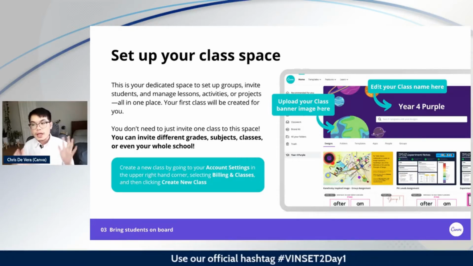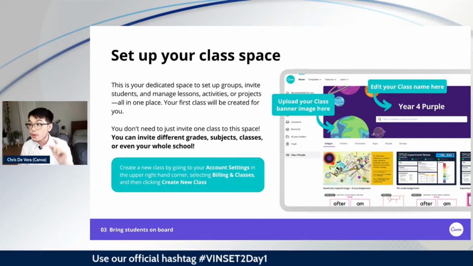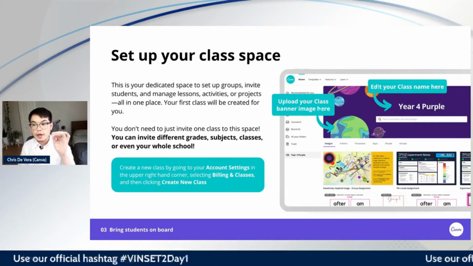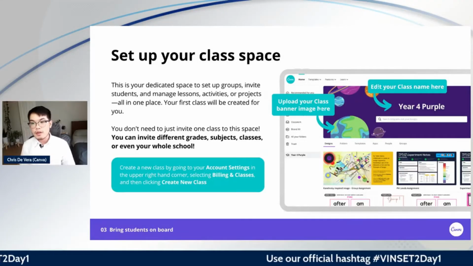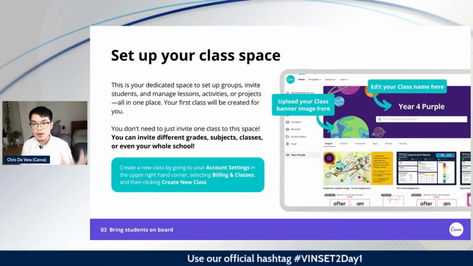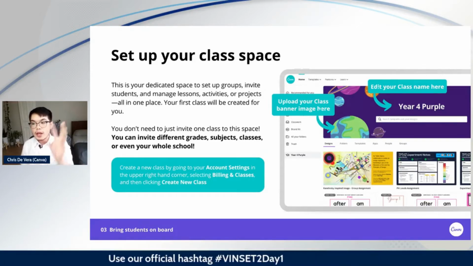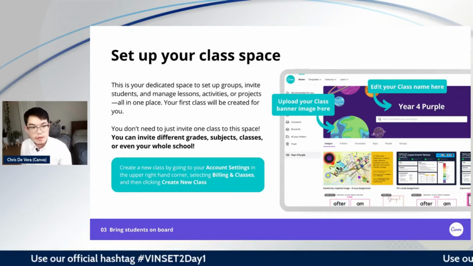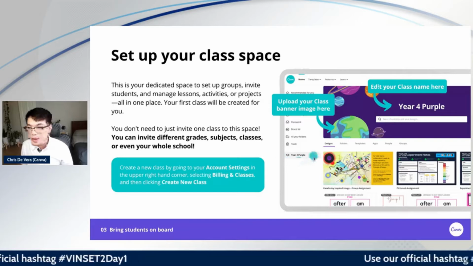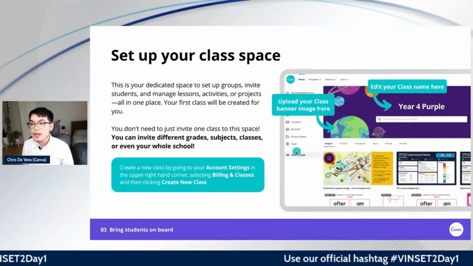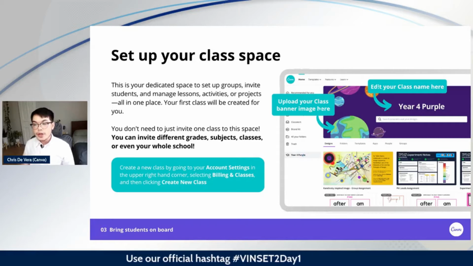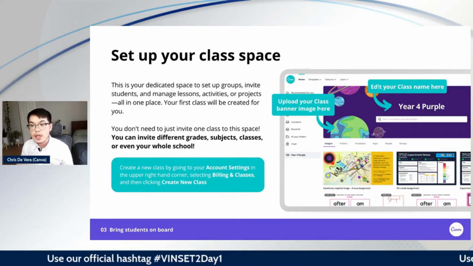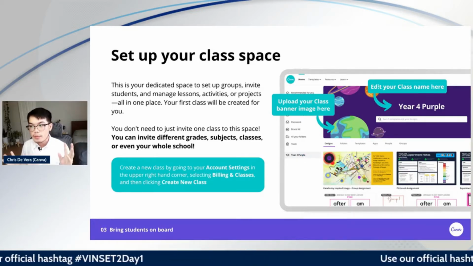And automatically, you will have one classroom already. It will be named after your email account. So if my name is Chris De Vera at, let's say, up.alum.edu, then it will be Chris De Vera's class over here. Do you see this little one? So you will automatically have one classroom already. So here, that's where you can add your students and share your designs with them.